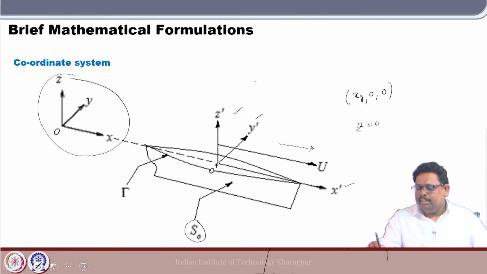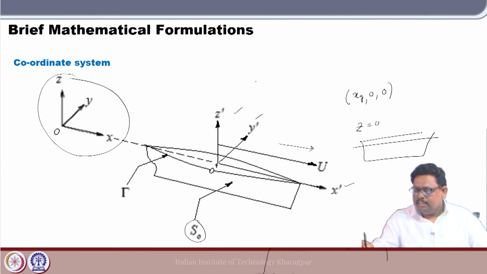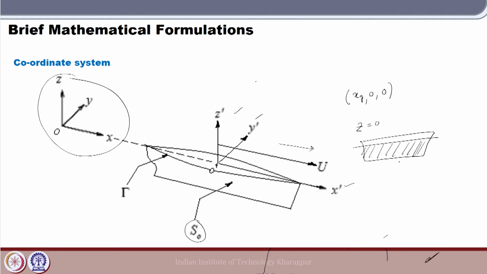I am drawing the 2 dimensional picture like this. This part we can call the mean wetted surface. Now, if you consider the wave, then this is called the exact wetted surface, and that we denote as S body. So, this is about the coordinate system.